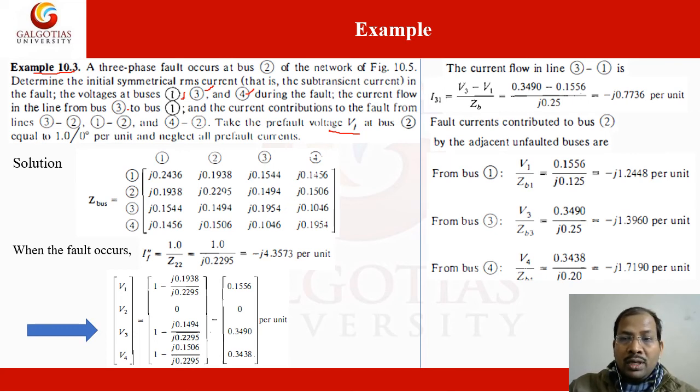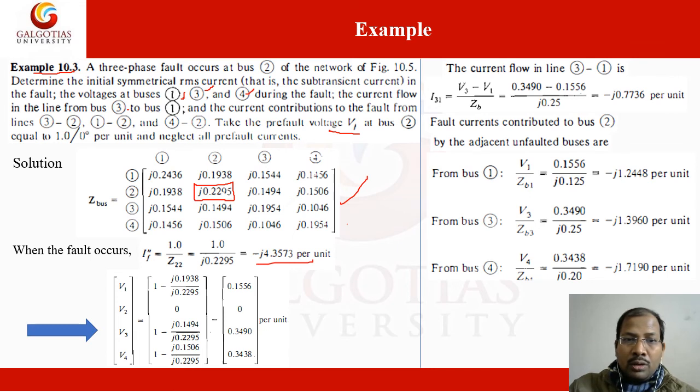First, before proceeding, you have to obtain the Z bus of the network. So this is the Z bus. Here it is a 4-bus system, so we get a 4 by 4 matrix. Then you know that VTH is equal to 1 per unit, and Z Thevenin is nothing but Z22, because the fault occurs at bus 2, so you have to consider this diagonal element. The fault current is the Thevenin voltage divided by the Thevenin impedance, so we get 1 divided by Z22. This is the fault current.